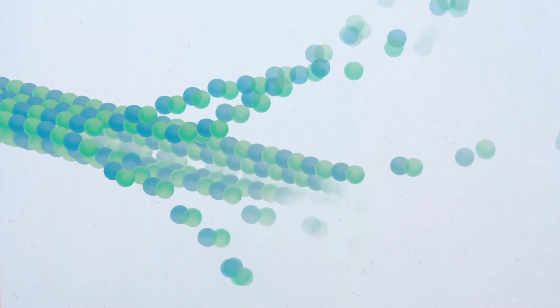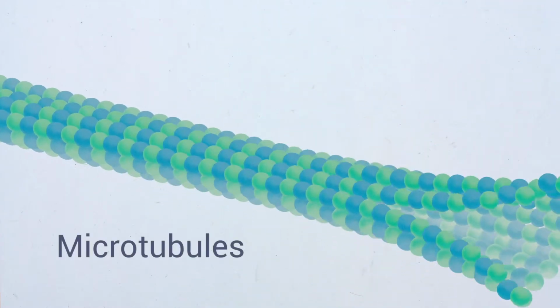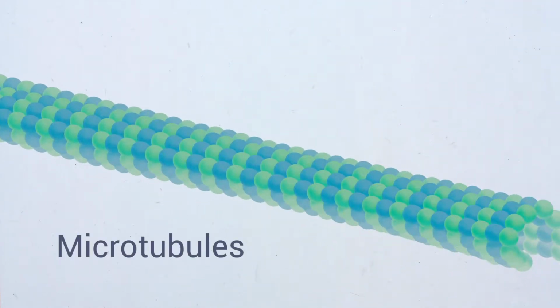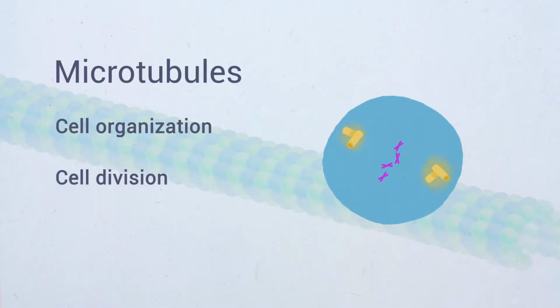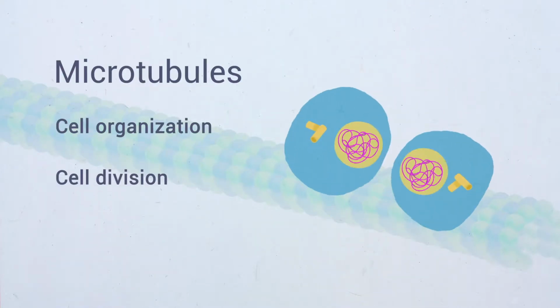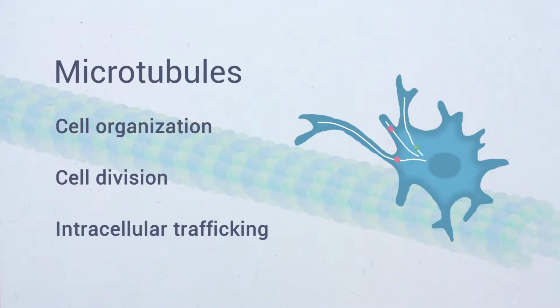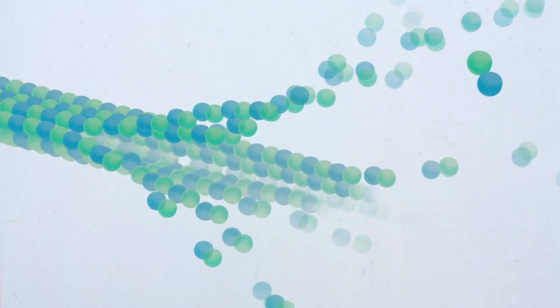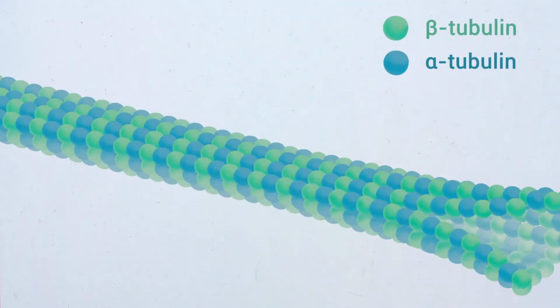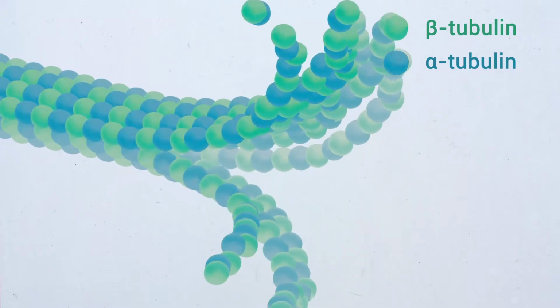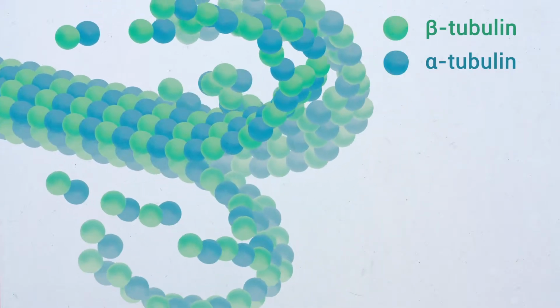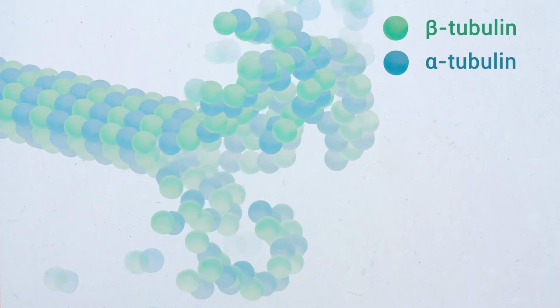Dynamic filaments of proteins, called microtubules, have several important roles inside cells. They provide structural support for the cell, they help to pull chromosomes apart during cell division, and they guide the trafficking of proteins and molecules across the cell. The building blocks of microtubules, called alpha and beta tubulin, are continually added to and removed from the ends of individual microtubules, causing them to grow and shrink.